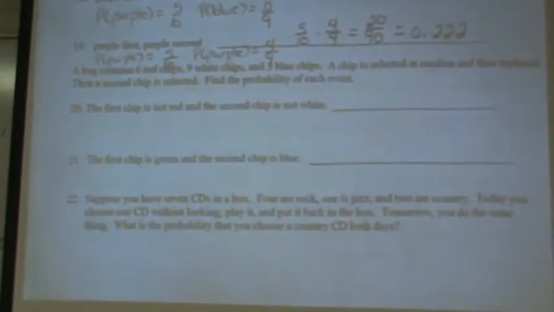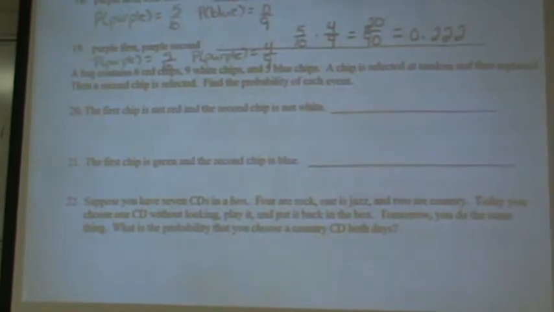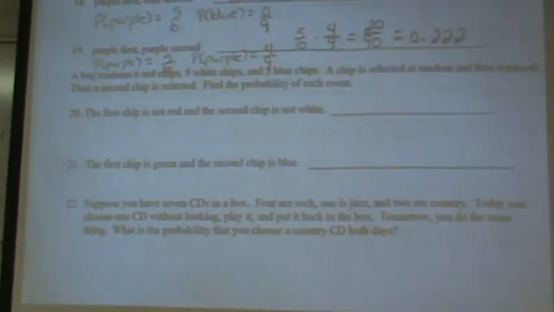20 and 21. We have now a bag that contains 6 red chips, 9 white chips, and 5 blue chips. A chip is selected at random and then replaced. Then the second chip is selected. Find the probability of each event. So these are independent events again, because we're putting the chip back after we've drawn it. So for number 20, we need to find that the first chip is not red and the second chip is not white.